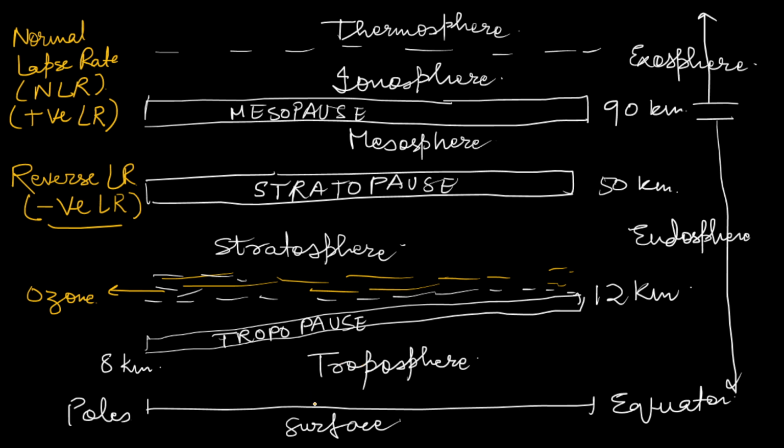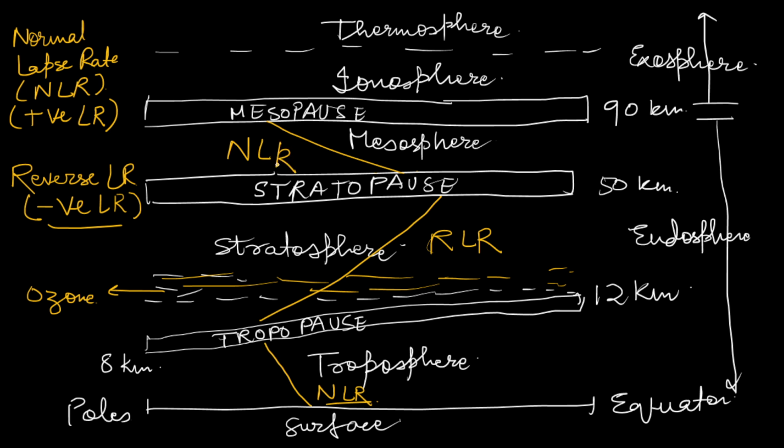In troposphere, up to tropopause, you will find normal lapse rate, that is, the temperature is decreasing as we go up. But as we cross the tropopause into the ozone layers, in stratosphere you will see reverse lapse rate. The temperature will start increasing with increase in height. So in troposphere normal, stratosphere reverse, and in mesosphere you will again find normal lapse rate. That is, temperature is again decreasing with height.